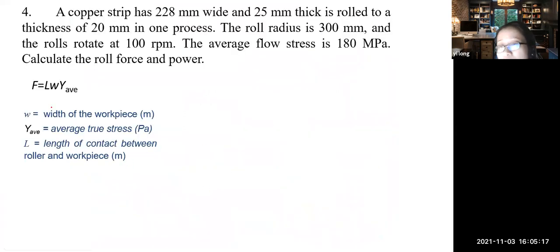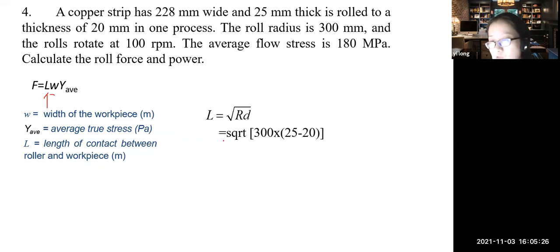So let's continue. First of all, the force. Obviously you need to calculate the L, right? So L equals square root of R times D. R is 300, right? Draft is 5. So the answer for this one is 78.7.